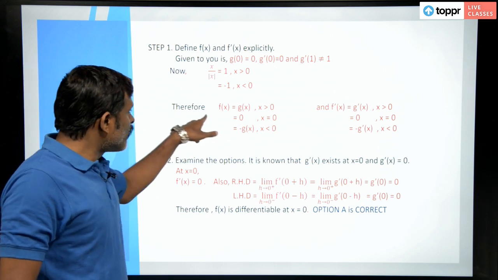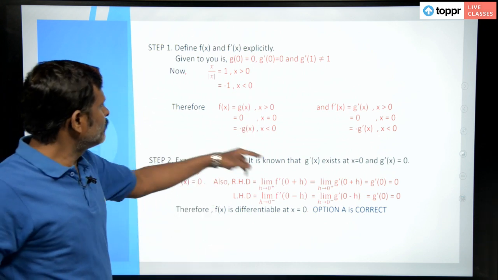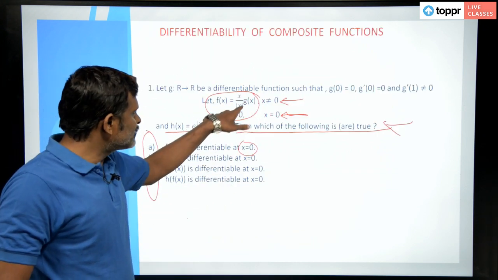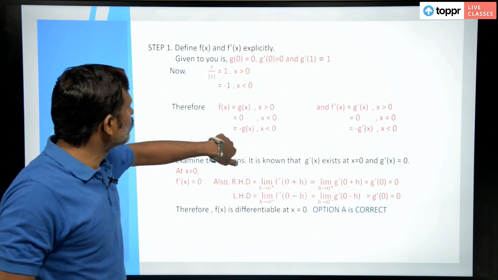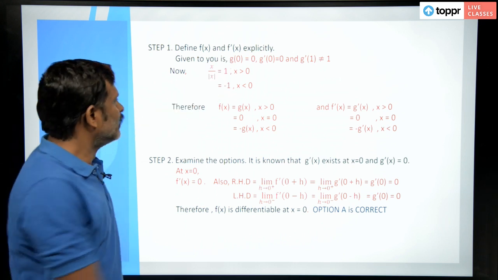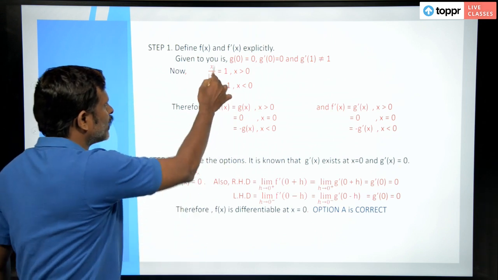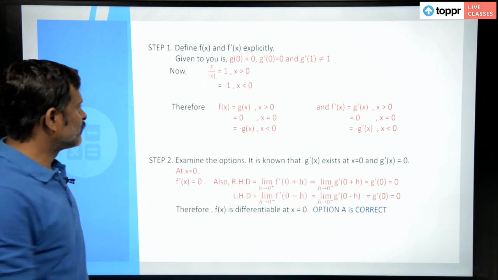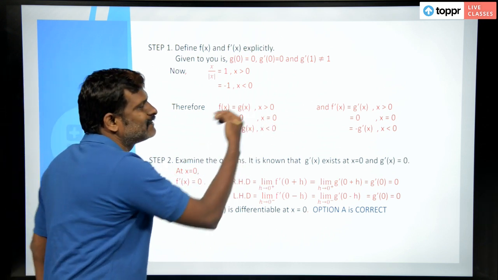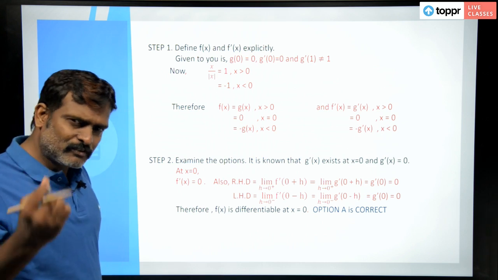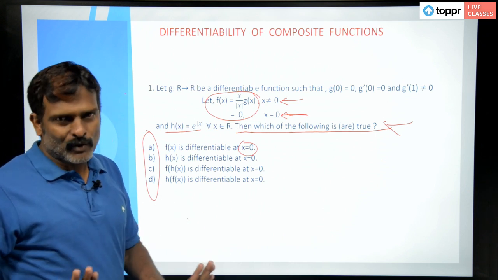Now, f of x is equal to g of x when x is greater than 0. Why? Because f of x is x by absolute value of x times g of x, and x by absolute value of x has become 1 here. So, if that is 1, then you just multiply it with g of x. So, g of x into 1 is g of x. So, f of x is equal to g of x when x is greater than 0. So, for all positive values of x, f of x and g of x are equal.